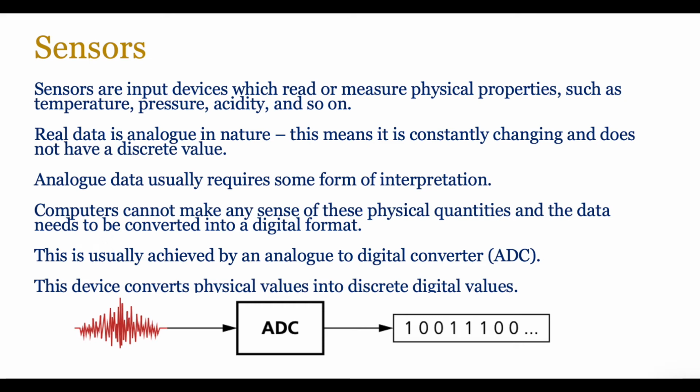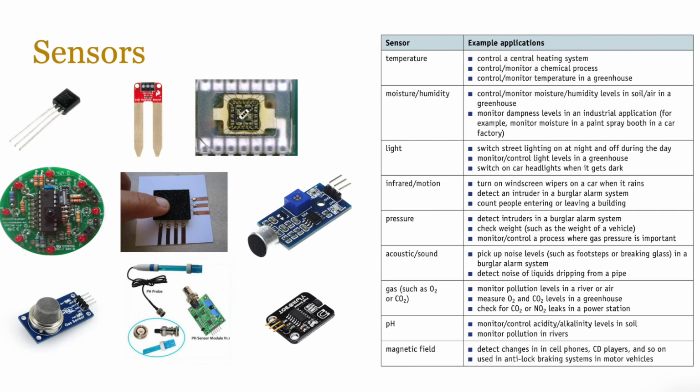Analog data usually requires some form of interpretation, and computers cannot make any sense of these physical qualities, so it needs to be converted into a digital format. And this is usually achieved by an analog to digital converter, kind of like how sound operates. Just remember that sensors do not do any kind of processing. They simply measure. So a sensor's job is to just measure what's going on in the real world and pass it on to the ADC or the computer. The computer or the device or the microprocessor makes sense of the data and makes decisions based on it.